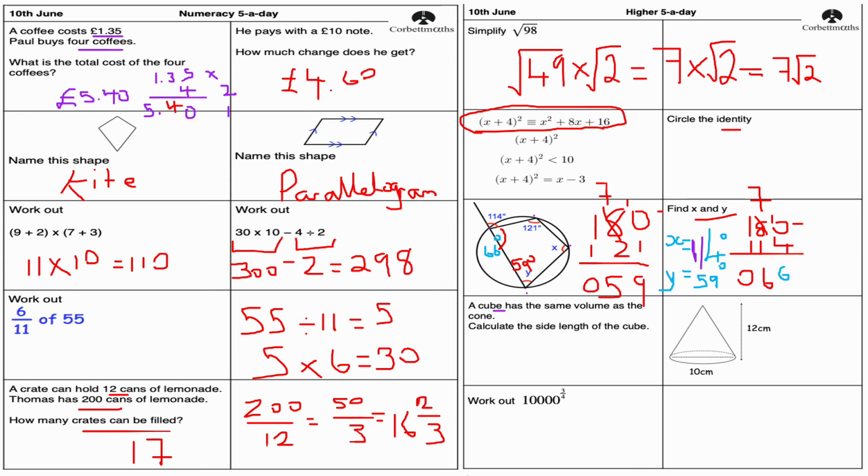Next question. A cube has the same volume as the cone. Calculate the side length of the cube. Well, the volume of a cone is a third pi r squared h. So a third times pi times r squared. Well, the diameter is 10, so the radius is going to be 5. Half of 10 is 5, times 5 squared times 12. 5 squared is 25, 25 times 12.